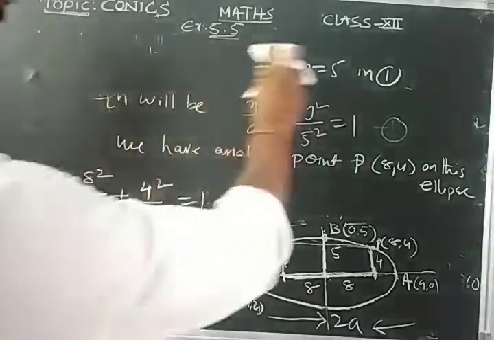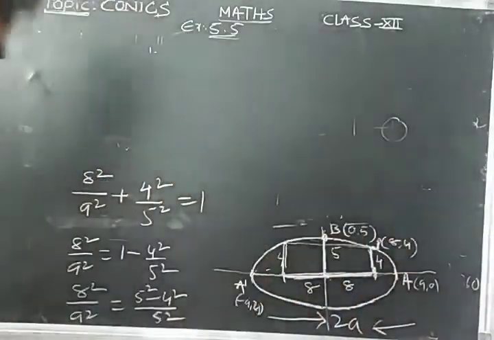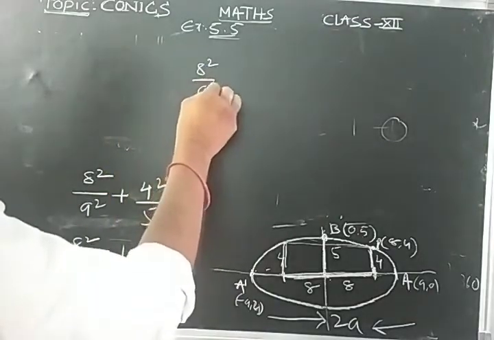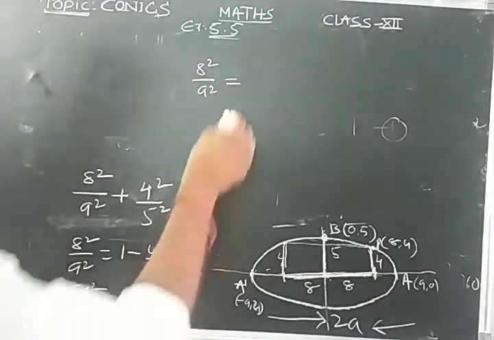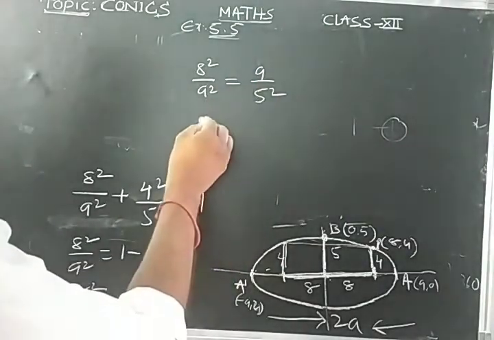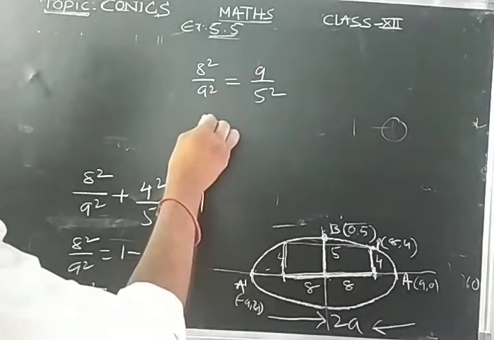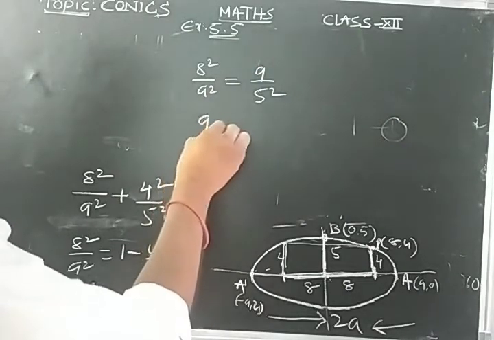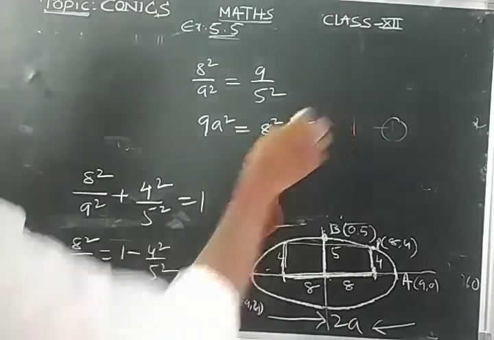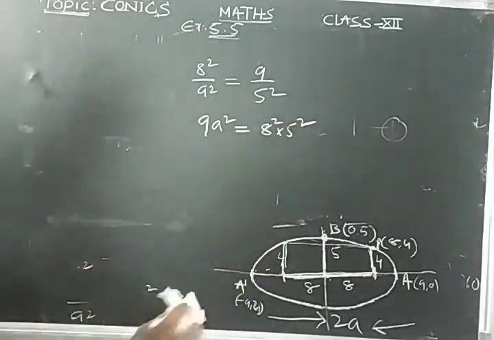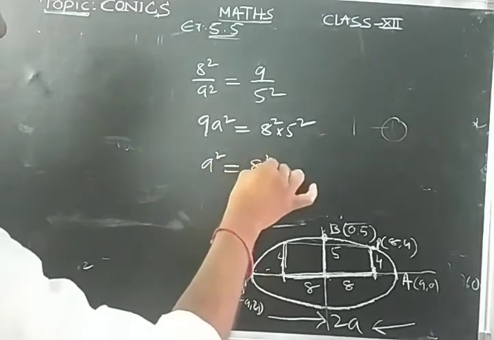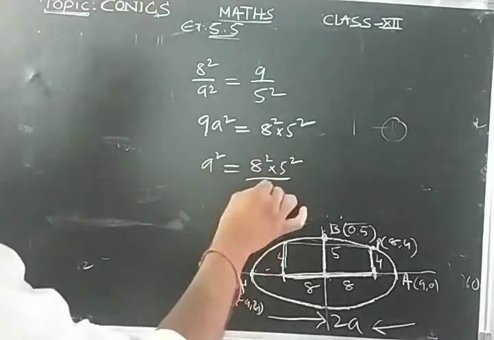Right, by solving this you will get 8 square by a square is equal to (5 square minus 4 square) by 5 square, which is 9 by 5 square. By cross multiplication, this is 9, this is a square. 9a square is equal to 8 square into 5 square. Now a square is equal to 8 square into 5 square by 9, we can write 3 square.